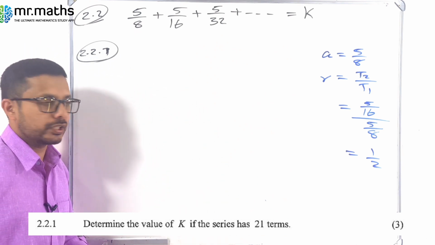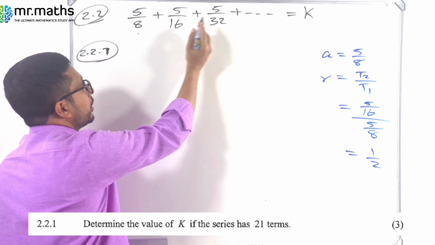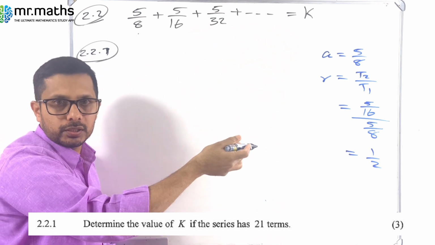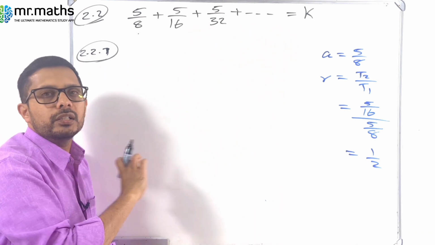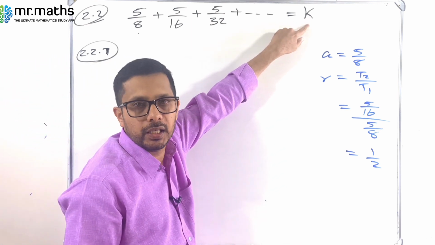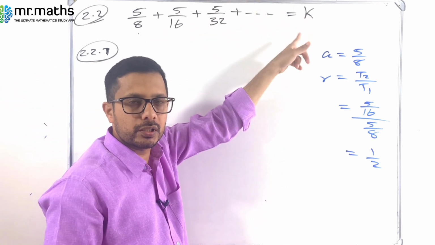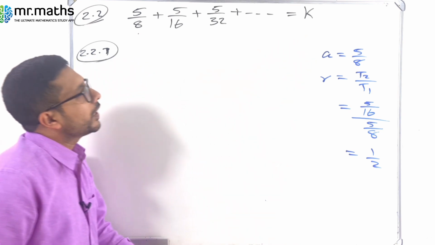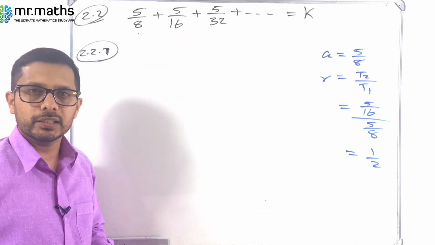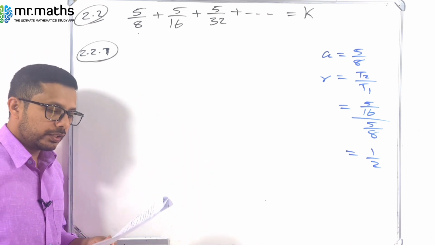Do you understand the question? This is the first term, second term, third term, fourth term, fifth term, sixth term, like that up to 21 terms. And you have to find the sum of all those numbers, which is represented by k. K means the sum of all these numbers. If there are 21 terms like this, what is the sum? That is k. So how can you find that, guys?